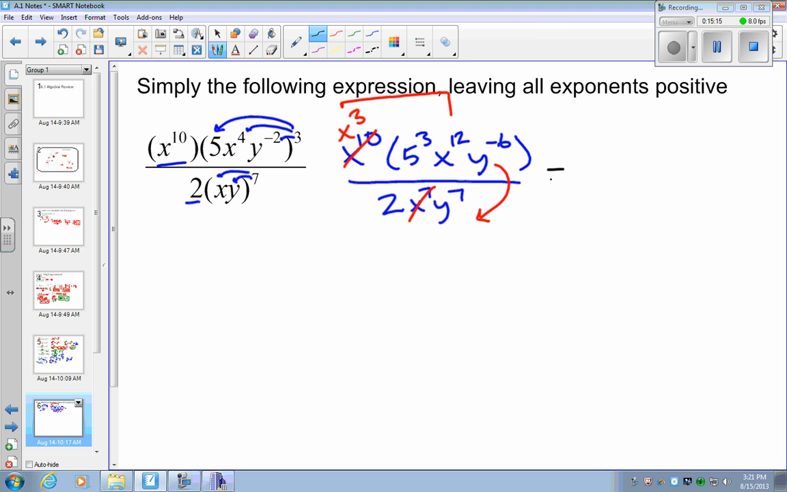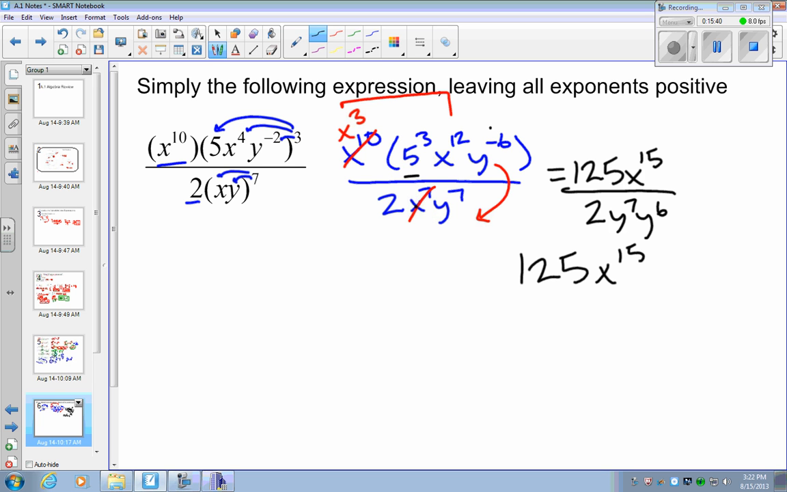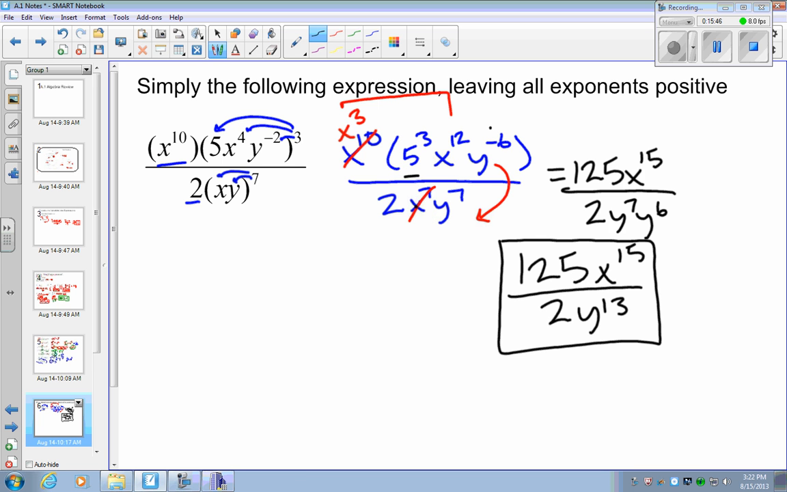So I'm going to keep the 5 to the 3rd, which is 125. X to the 3rd, x to the 12th is an x to the 15th. This gets moved to the bottom. Copy the 2, x to the 7th's gone. The y to the 7th is there. The y to the 6th swings down. Now those two can be combined together. X to the 15th, 2y to the 13th. And you're done.